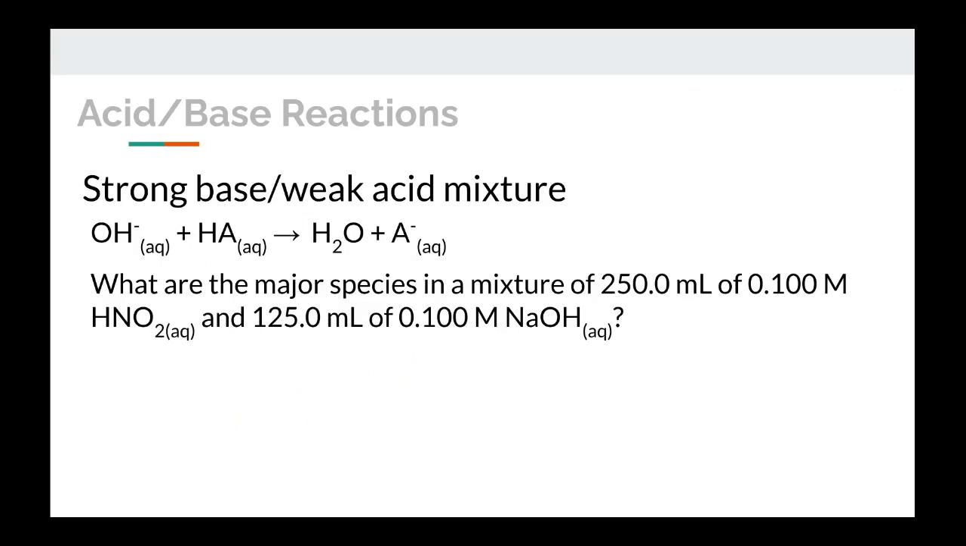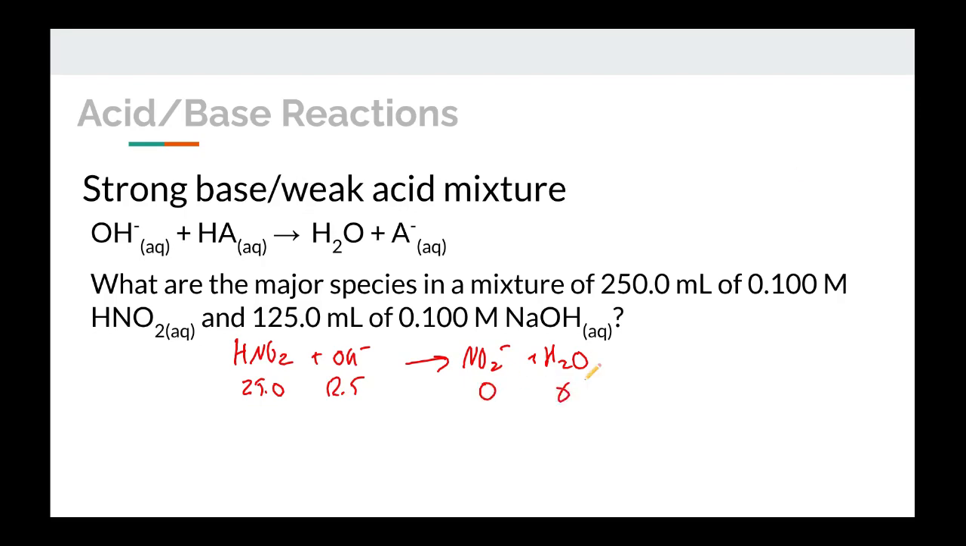We have some HNO2, weak acid, and NaOH, a source of OH minus, and it's going to make NO2 minus and water because the strong base is going to attract that proton. We have 250 milliliters of 0.1 molar HNO2, so that's 25 millimoles. We have 125 milliliters of 0.1 molar NaOH, so that's going to be 12.5 millimoles.